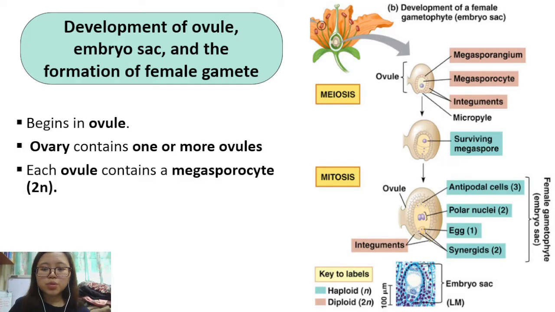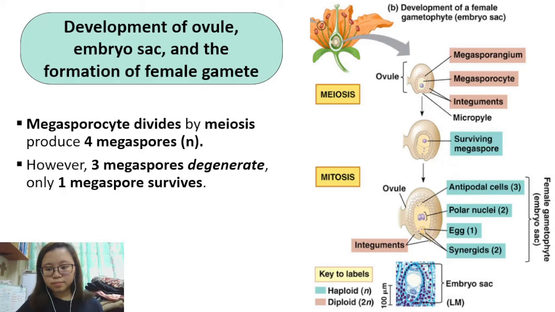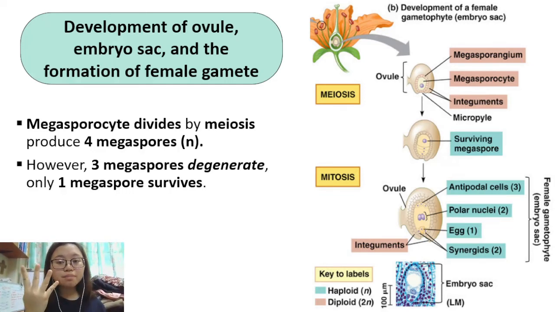So this development will begin in the ovule, and each ovary will contain 1 or more ovules. Each ovule will contain a megasporocyte. These megasporocytes will divide by meiosis to produce 4 megaspores. However, 3 of the megaspores will degenerate and only 1 megaspore will survive. Okay, so this is what we touched on previously when we talk about the structure of the embryo sac. So megasporocyte, divide, dia akan jadi megaspore. Daripada 4 megaspore itu cuma 1 yang akan survive, yang 3 lagi akan mati ataupun degenerate.